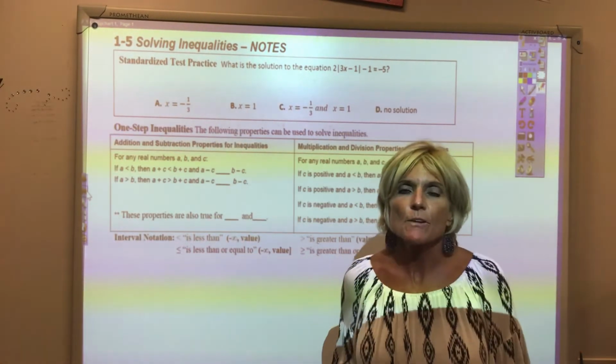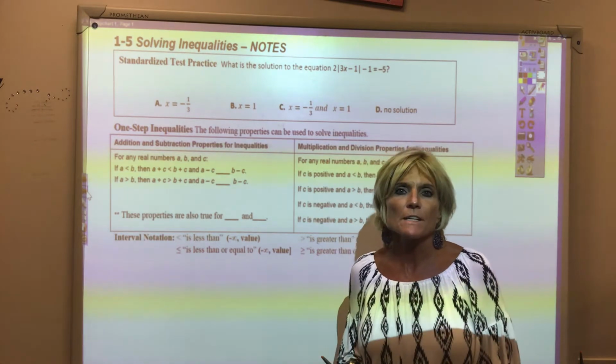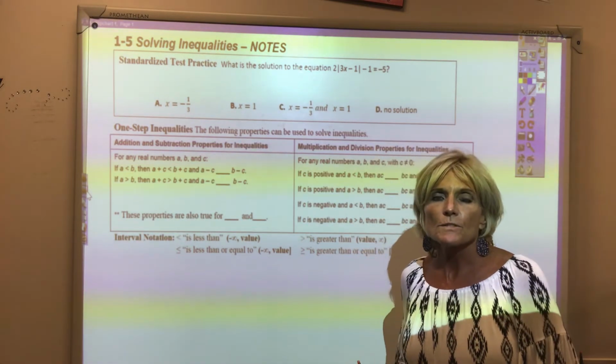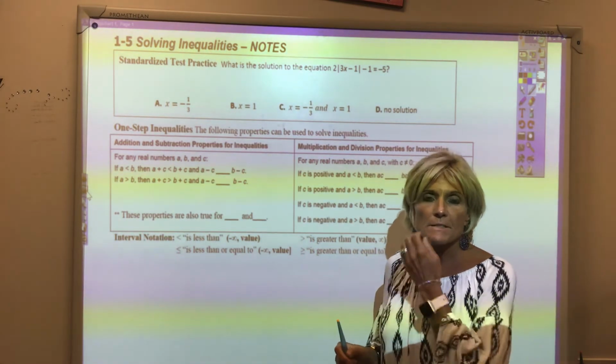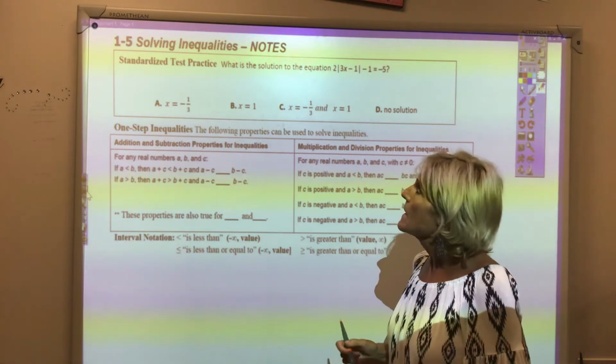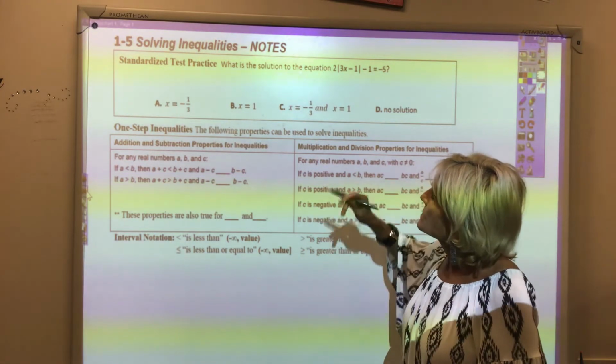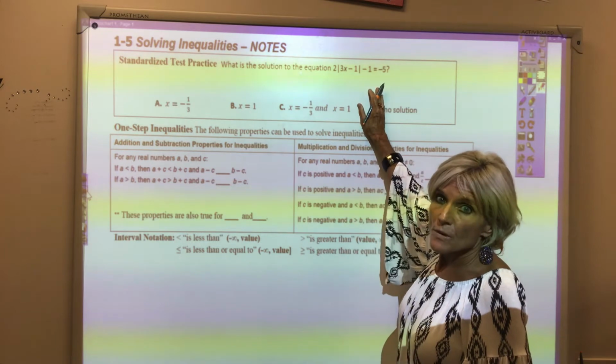Hi class, today we're going to talk about solving inequalities. We'll start with our standardized test practice problem, and what we want to do is solve this absolute value equation.